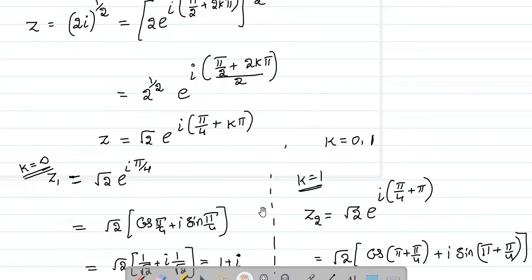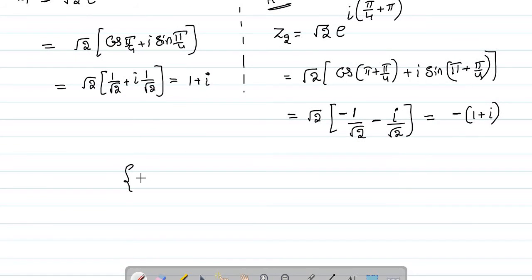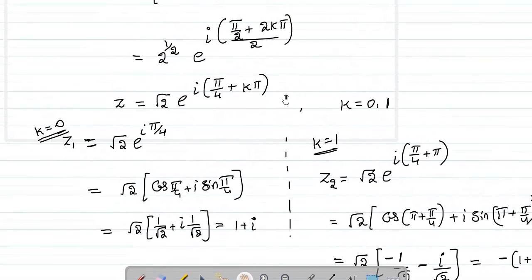Okay. So therefore, if you look at the solutions of this, the solution is this. One is 1 plus I, and the other one is minus 1 minus I. So in other words, we can write 2i power 1 by 2 equals plus or minus 1 plus I. This is what I can say. Is that clear? Yes, sir. Okay.